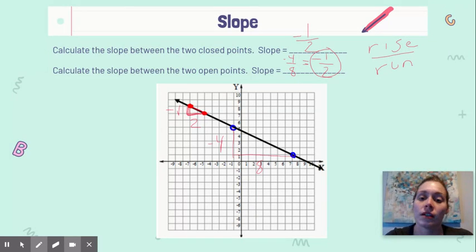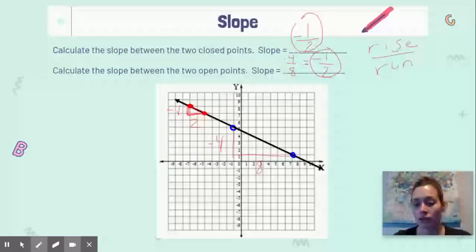Now, if you notice, that was the slope we got between the two solid points, right? So the slope between my two solid points is -1/2. The slope between my two open circles is -1/2. There's a reason for that.